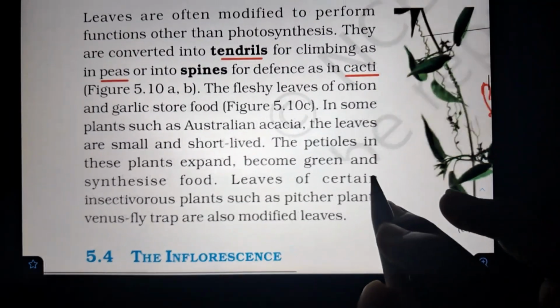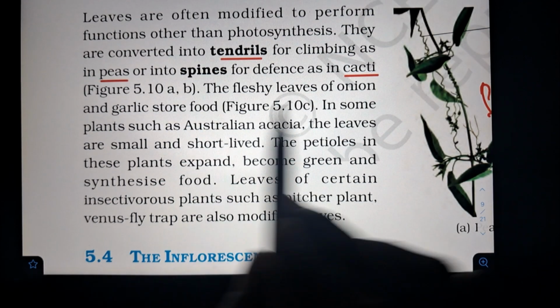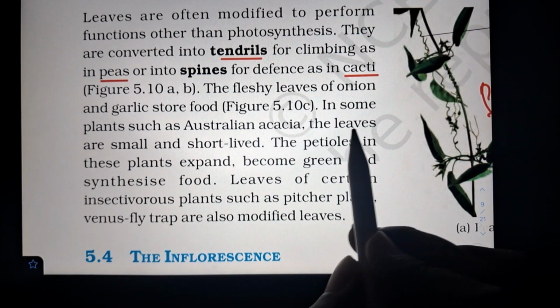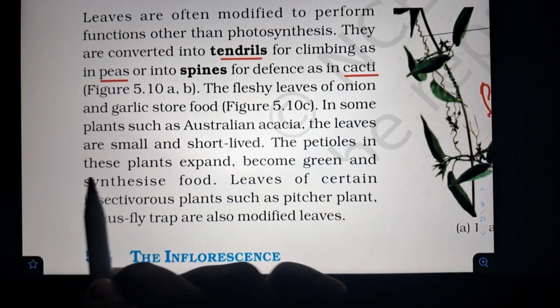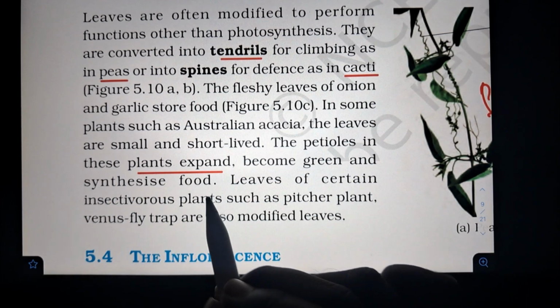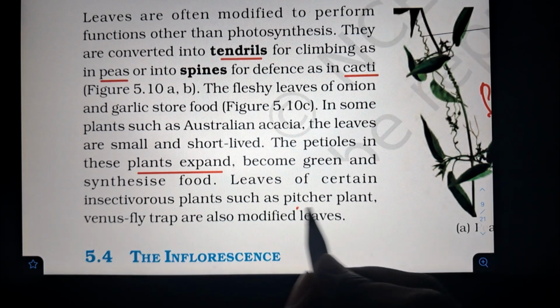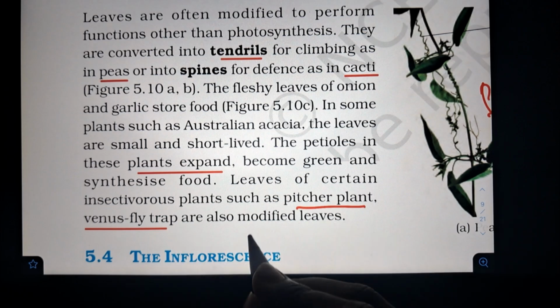Next, the fleshy leaves of onion and garlic store food. In some plants such as Australian acacia, the leaves are small and short-lived. The petioles in these plants are expanded, become green and synthesize food. Leaves of certain insectivorous plants such as pitcher plant and Venus flytrap are also modified leaves.